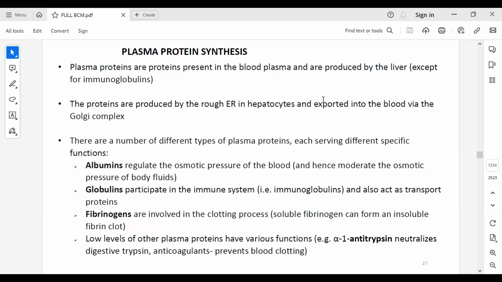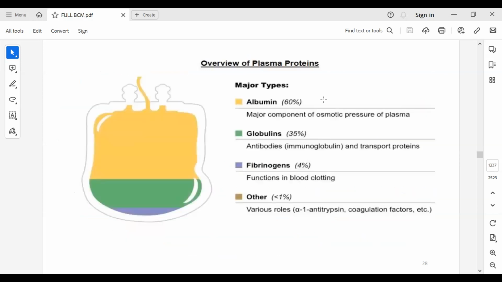Globulins participate in the immune system. That's why we have the IgG, IgM, IgE, IgA. Fibrinogens play a role in the clotting process. We have other plasma proteins like alpha-1 antitrypsin, which neutralizes digestive trypsin, and anticoagulants, with albumin being the major part.